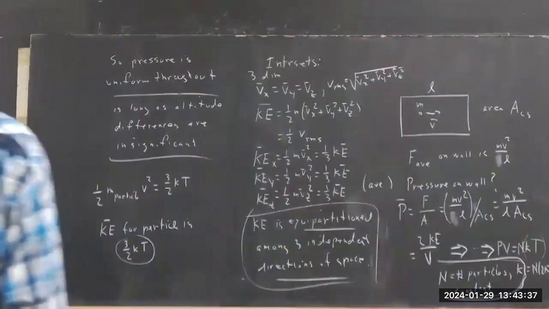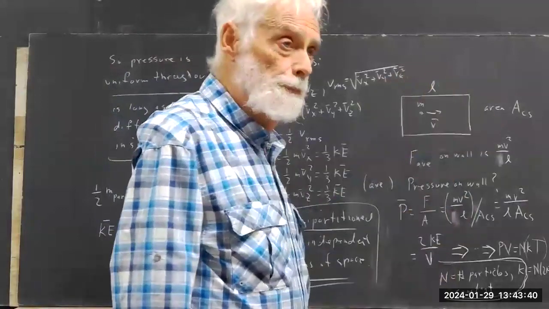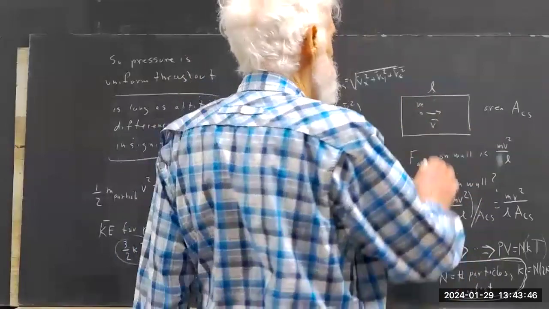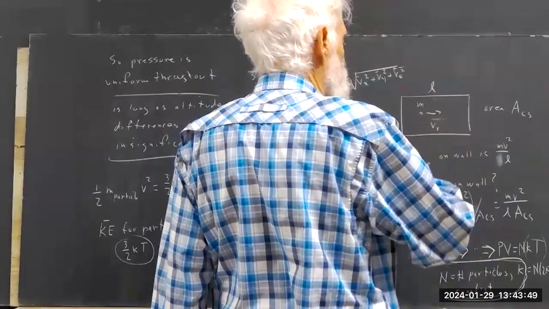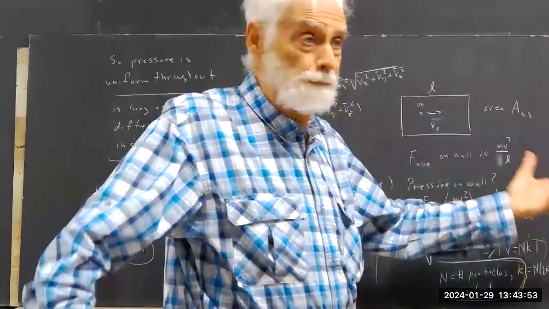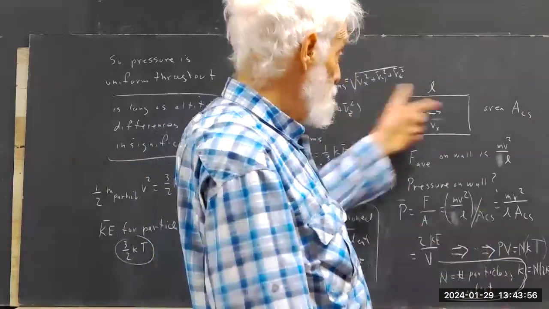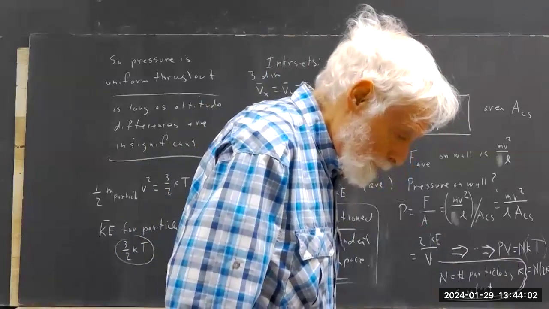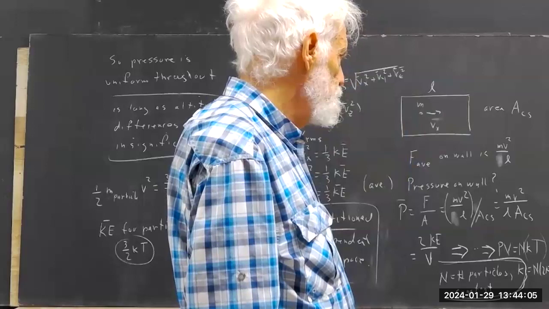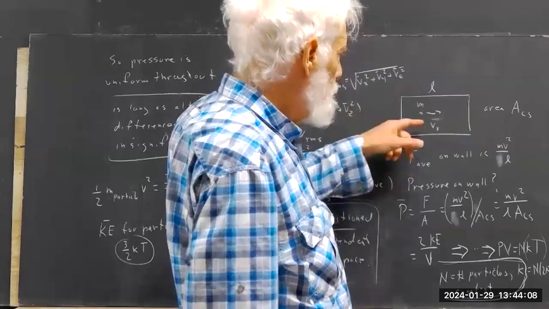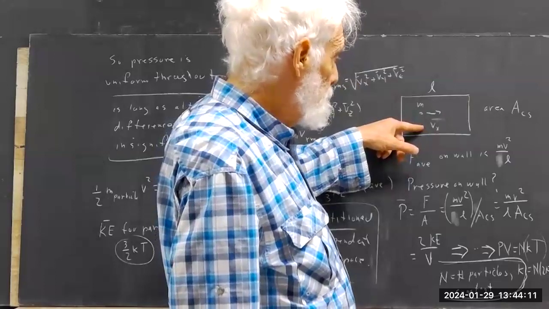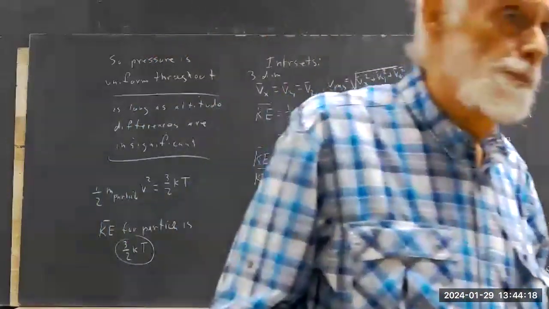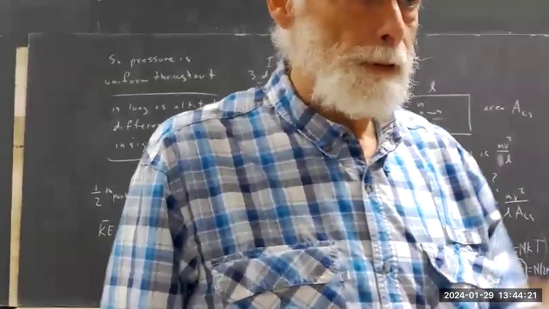Now let's think about what happens just in one dimension, because it extends easily to three dimensions. We're really talking about three dimensions, but this is not just Vx. Whatever direction you want to be perpendicular to this wall. What's going to happen to the velocity of this particle if the wall is moving toward us? It is elastic. It increases.